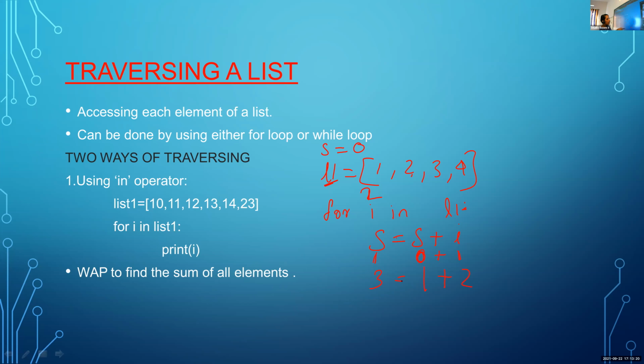Okay. So next time I value is 3. What about this S value? S value is 3. So 3 plus 3 is 6. Then next time 4 is assigned to I, so I value is 4. What about this S? S is 6. So 6 plus 4 is 10. So the final result is 10. 4 plus 3, 7. 7 plus 3, 10. Once again, I will explain.